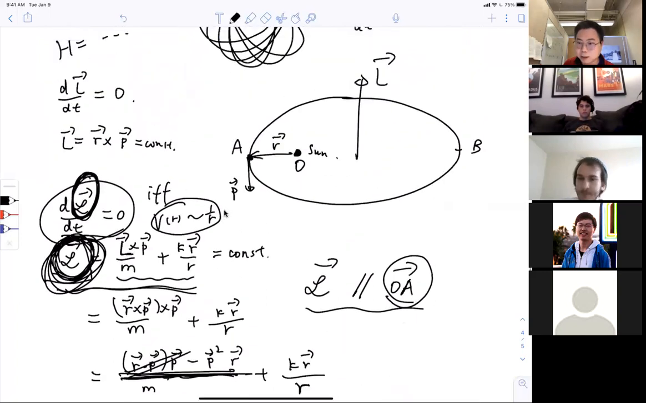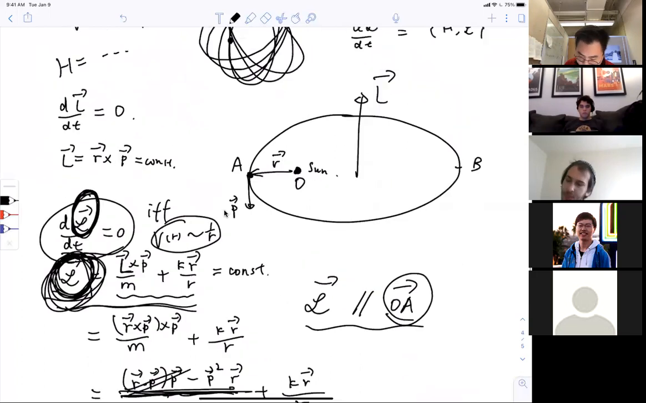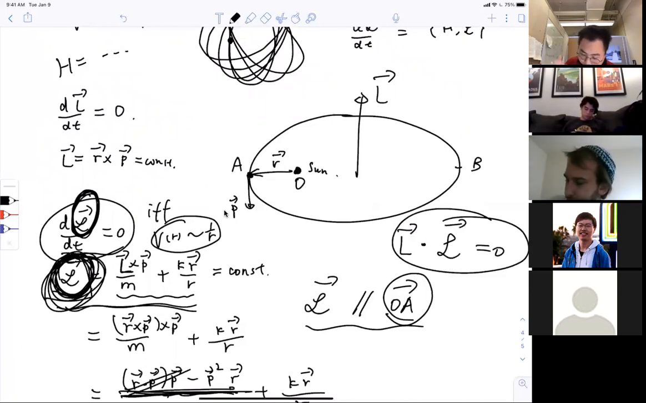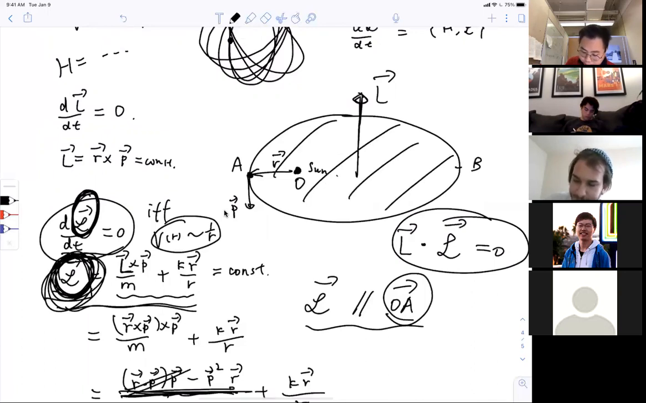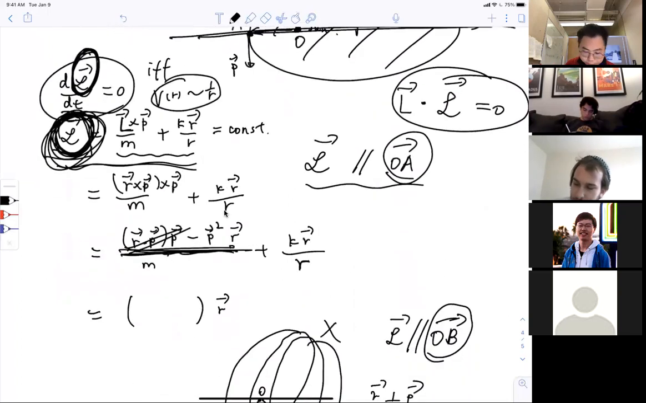Okay, so there's another thing we can remember, which is the L. This angular momentum is perpendicular to this current L. This is obvious in the classical situation. This L is perpendicular to the plane of the motion, but this current L is along this axis. So they're perpendicular to each other. And this relation holds at the quantum level.